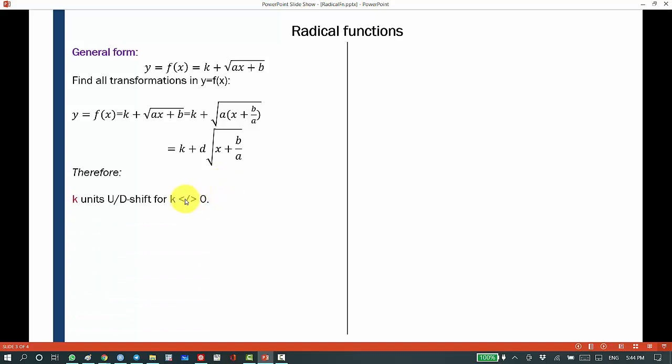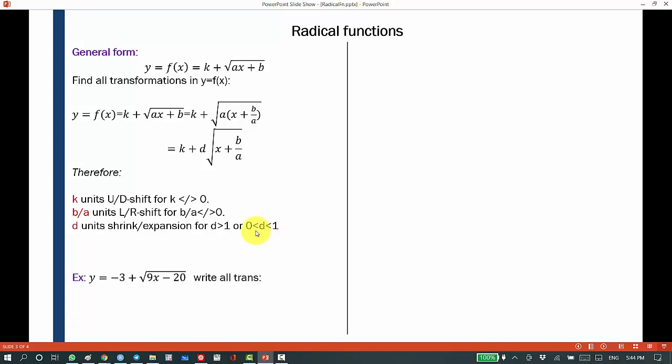As a result, we have k units upwards or downwards shift, depending on whether k is positive or negative. B over a units left or right shift, depending on whether b over a is positive or negative. And d units shrink or expansion, depending on whether d is bigger than 1 or less than 1 and bigger than 0.